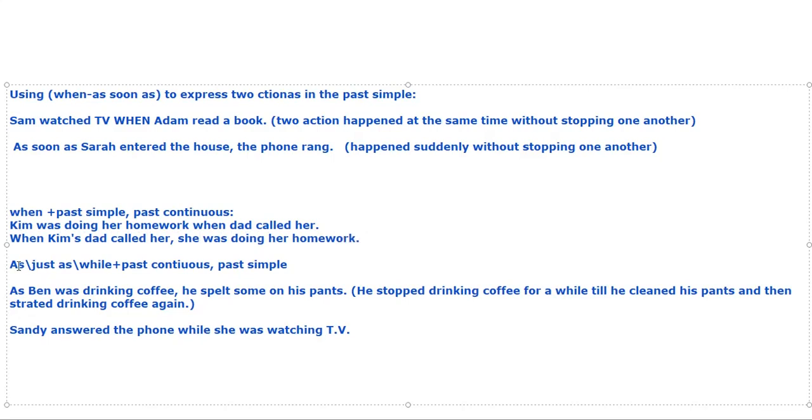All right. Then we have as, just as, while, and they have the same meaning and the same usage as well: past continuous, the longer action, followed by past simple, the shorter action. Of course, if we start with the linking word, we have to add a comma in between just to link the two statements. So: As Ben was drinking coffee, he spilled some on his pants. He was drinking coffee, and some of the coffee was spilled on his pants.